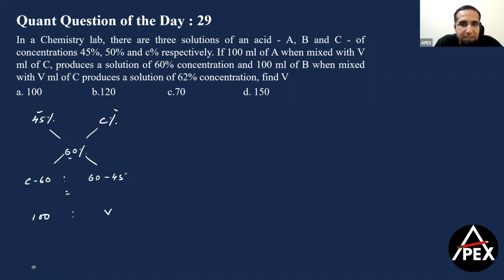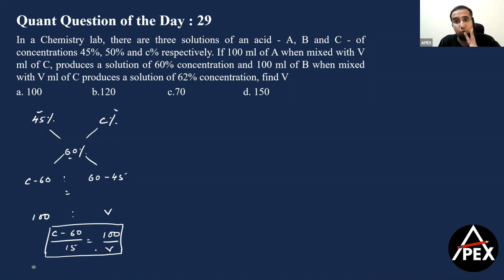Clear, guys? So in short, what we can write here is C minus 60 divided by 15 is equal to 100 divided by V. So this is one equation that I have, and I've used two variables. That means I need one more equation here, okay?